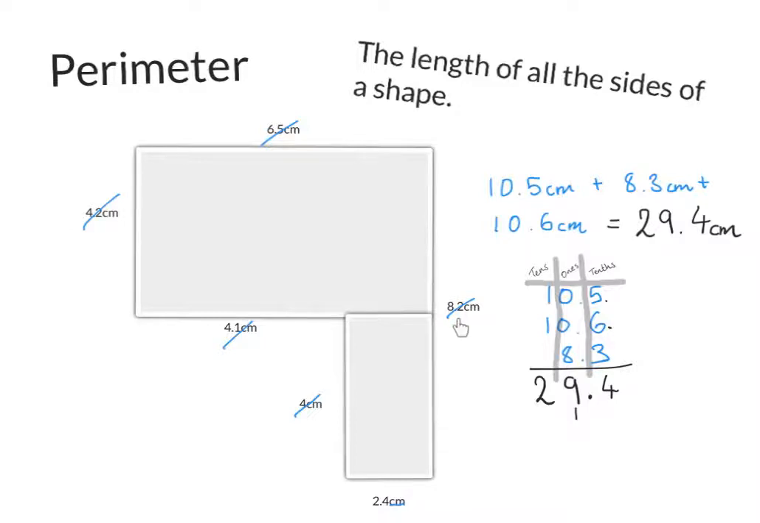When I've seen children, and I've seen a lot of children now, I've been teaching long enough, the reason they make mistakes is they don't cross out here. So they end up adding a side more than once. So make sure you cross it out.